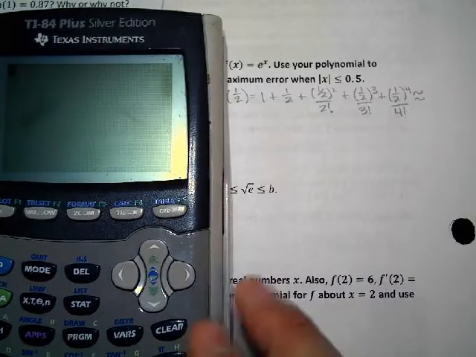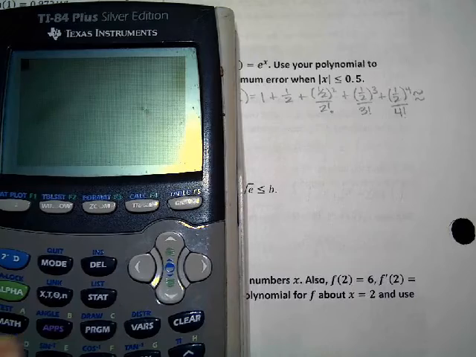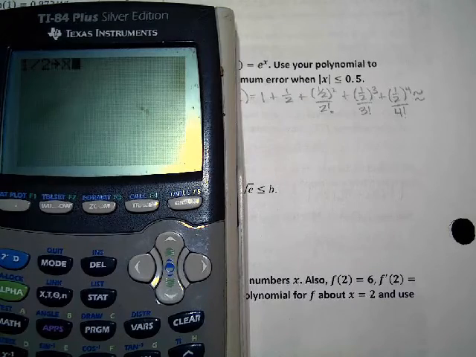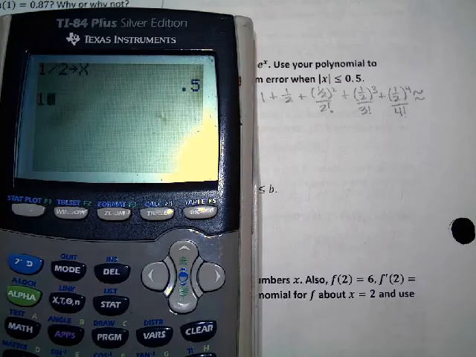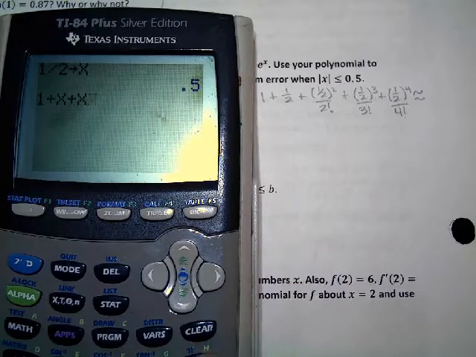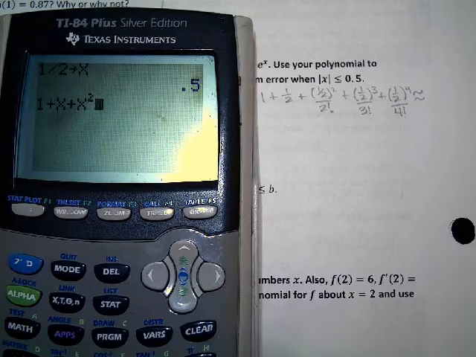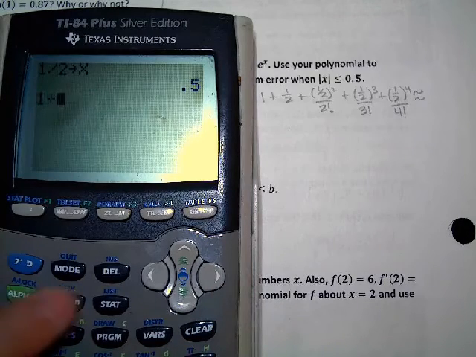So I don't want to type 1/2 that many times, so I'm going to do 1/2 and I'm going to store it as x in my calculator, and then I'm just going to type in the x's. I'm going to type that as fractions though, so x plus.